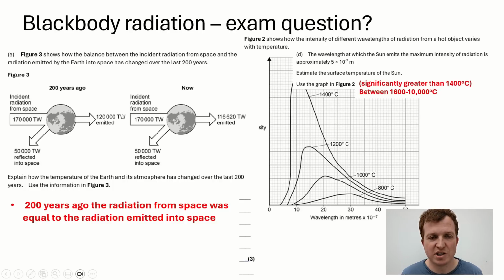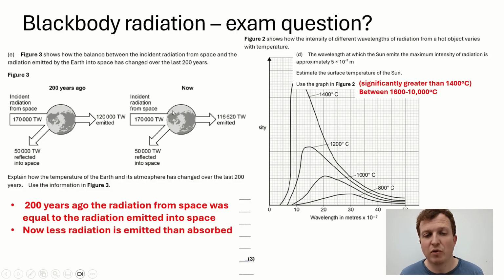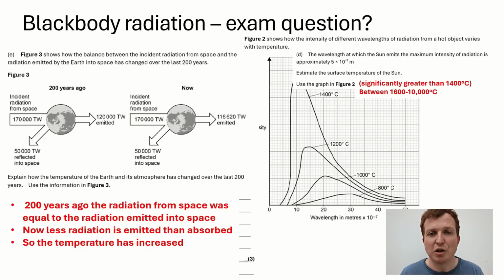So we've got 170,000 equals 120 plus 50,000. Now, on the right-hand side, we've got less radiation is emitted than has been absorbed, so therefore the temperature increased. So don't overthink it. They can't ask you anything that's not on the specification. So just think about what can I apply to this question, and that's enough for 3 marks for this exam question, and finishes the whole thing.